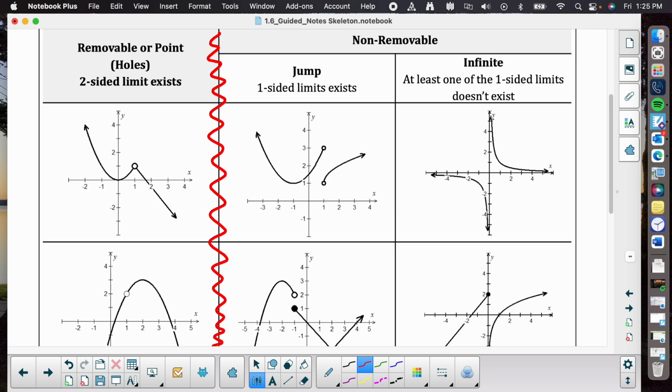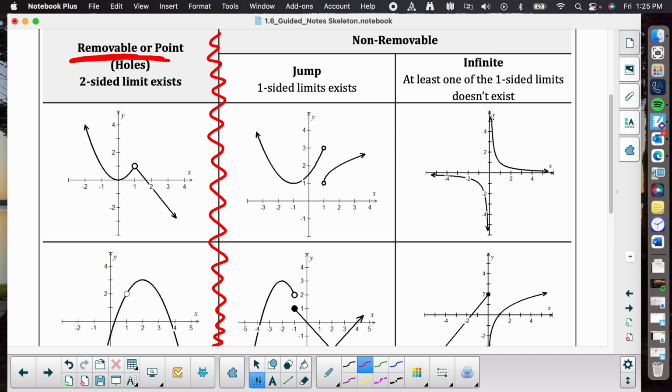Can anybody think of an easy way to describe, well, never mind, it's written right there. So removable is going to be the phrase that you'll use. A removable discontinuity can only be done one way, and that's with a hole. They call it removable discontinuity because a single point was removed to create a discontinuity. So we basically think of it as holes. That's the only way you can have a removable one.